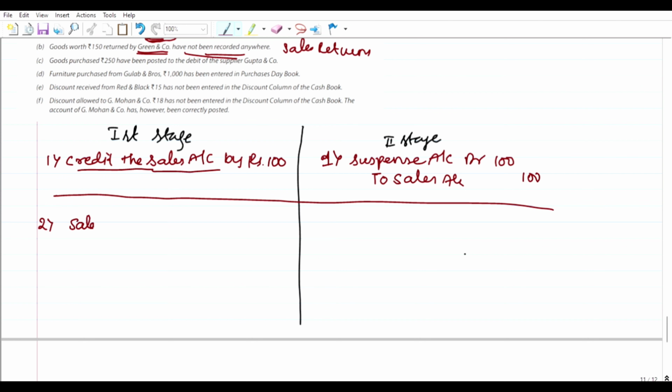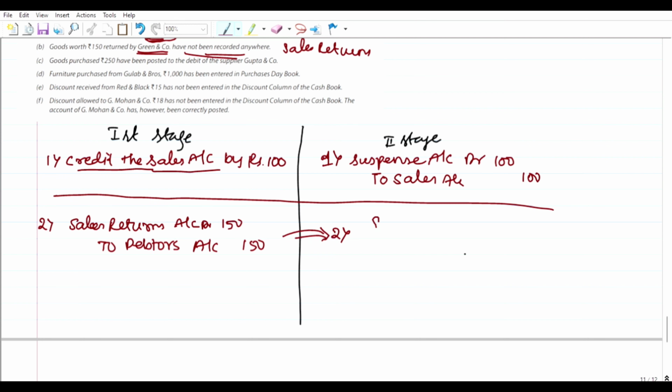Sales returns account debit. Sales has a credit balance, but sales returns will always have a debit balance. Sales returns account debit to debtors account. You can write trade receivables also, by rupees 150. So as we have written the entry in the first stage, the same entry would come in the second stage also.